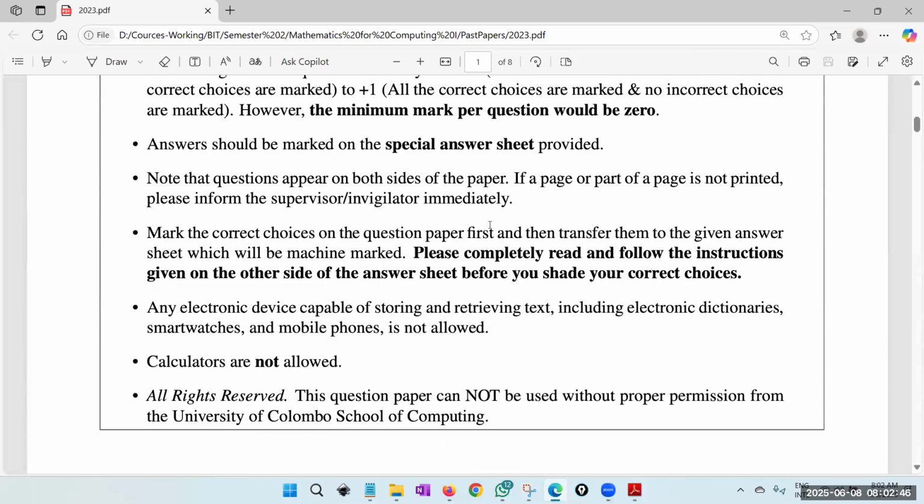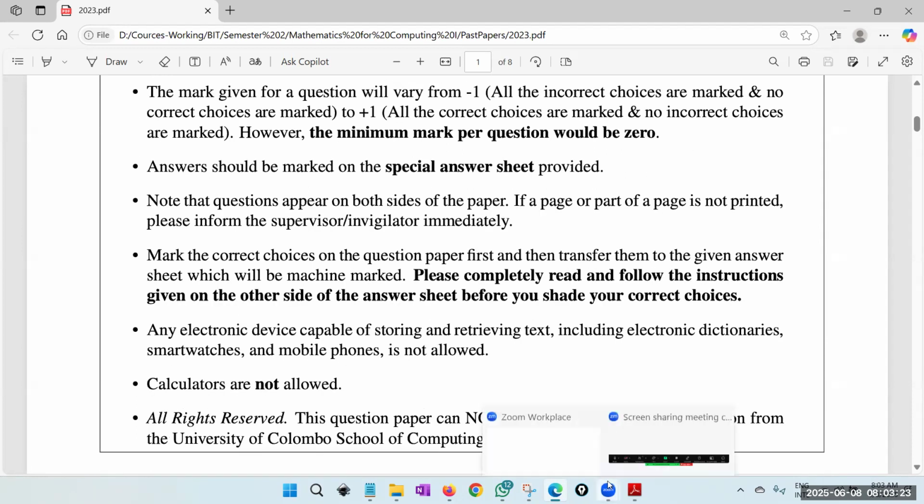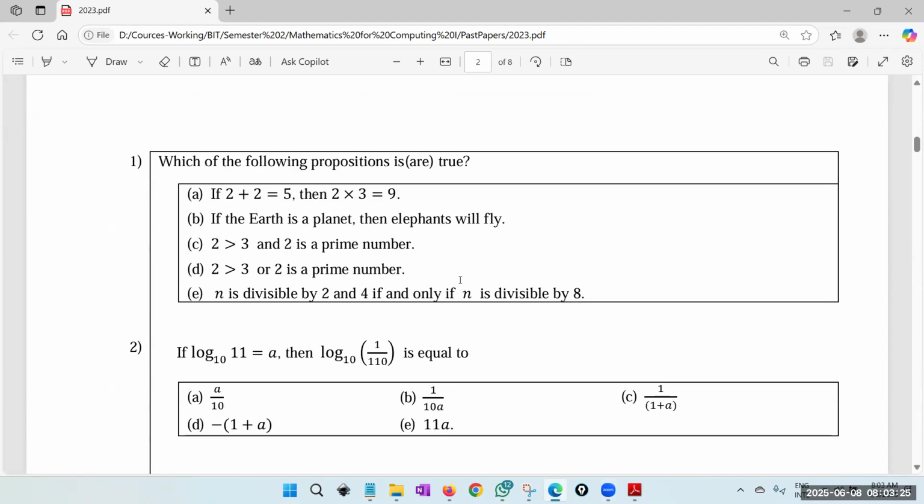First, read the question paper. One or more correct answers. That means negative marks are applicable. Okay. Right. So let's take question number one.